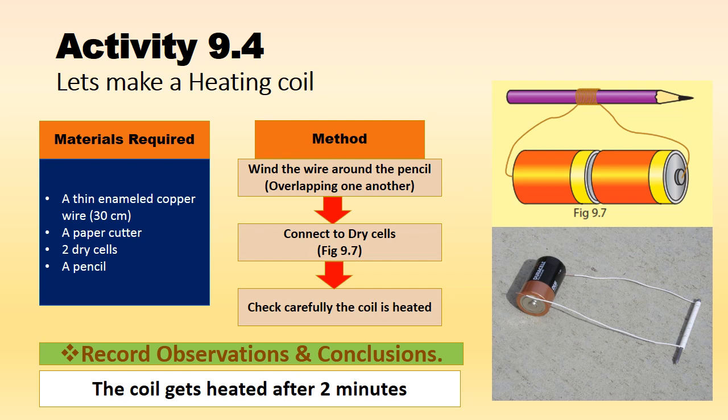Do the same thing, and observe whether the coil is getting heated. Do this very carefully, children. You can record your observations and make a conclusion also. After 2 minutes, what can you observe? You can see that the coil gets heated. Children, better do this. All these things are at home. You can prepare it, and when you come to school, you must bring it. The same principle you can see in the heating coil in your electrical appliances at home, like the electric kettle, as I told you, children.